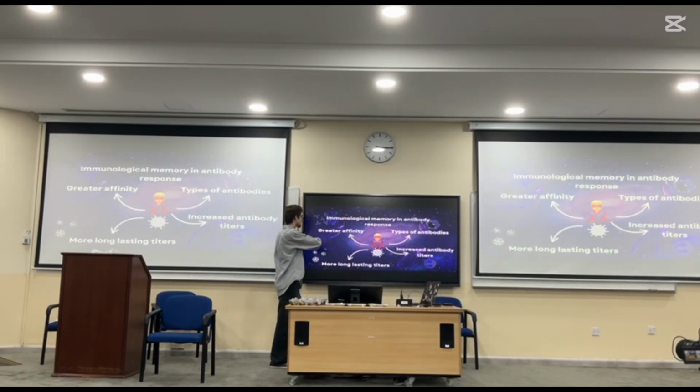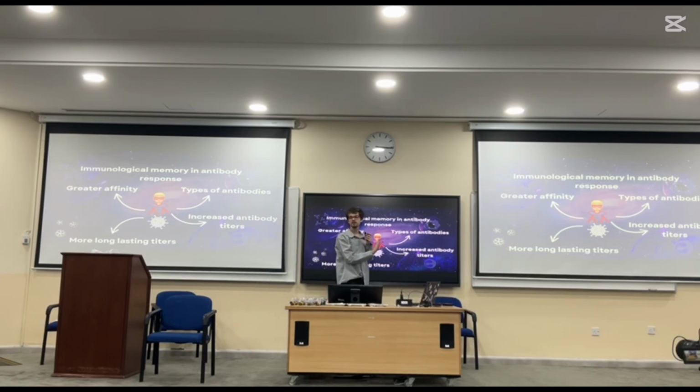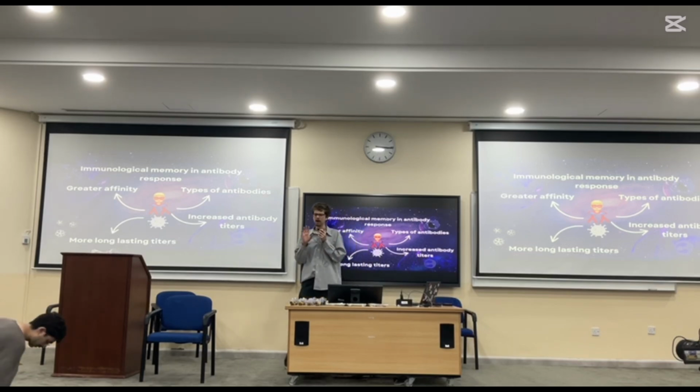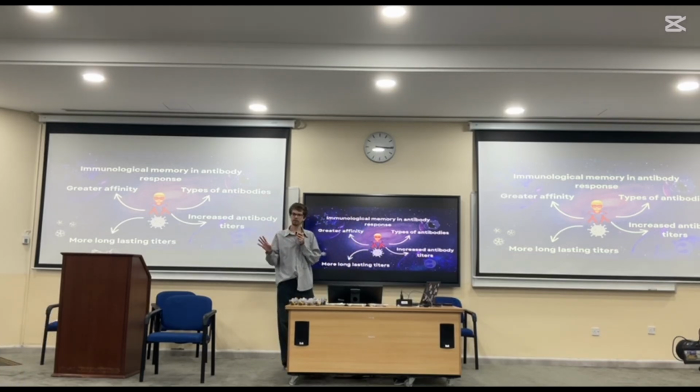Right. So these are the four things. You have greater affinity, like I mentioned, obviously. And the types of antibodies being produced are different. I'm not sure if it's exactly mentioned, but it's important to know that in primary exposure, the first antibodies being produced are IgMs. And IgMs are not that good because they're not specific. They're general. They're not specific.